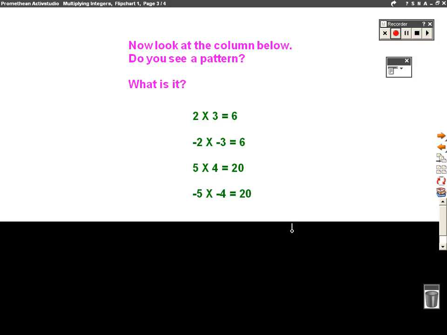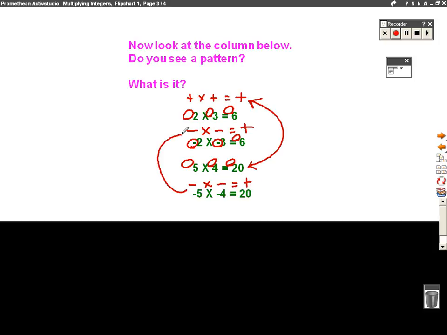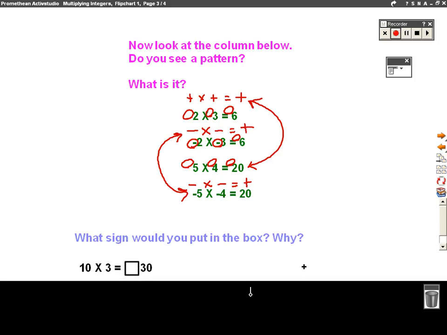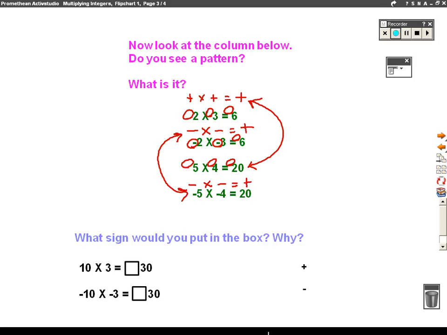Okay, let's see if you found the same pattern. This time we have a positive 2 times a positive 3 equals a positive 6. Positive times a positive equals a positive. Here we have a negative times a negative equals a positive. Negative times a negative equals a positive. Positive times a positive equals a positive. Same one as above. And negative times a negative equals a positive. Same one as here. What sign would you put in the boxes below?